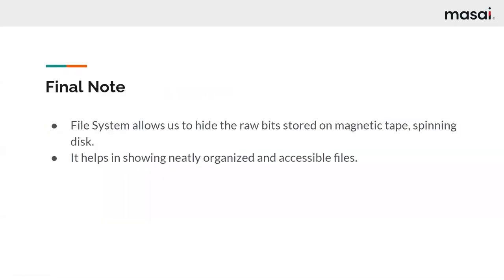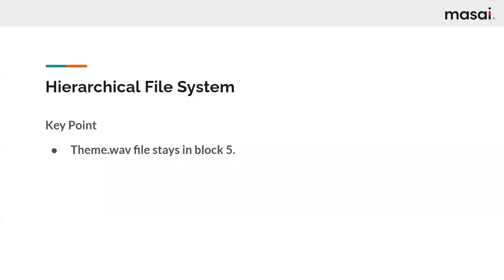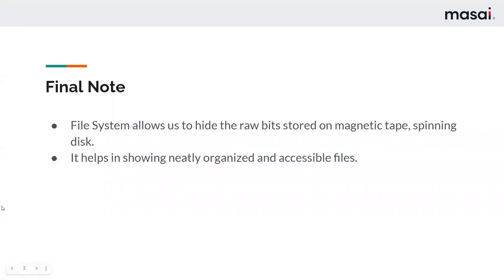Now, what is the final note? Basically, the file system allows us to hide the raw bits stored on magnetic tape or spinning disk. The file system helps you by showing visual information of all the details of files and folders: where your files are stored, where your folders are, in which blocks they are present, and when they were created. It gives you the information of all files and folders in a visual, interactive manner. It helps in showing neatly organized, accessible files and folders.